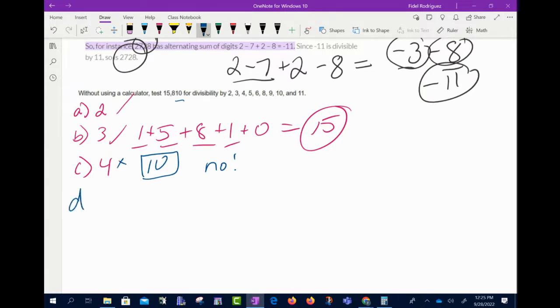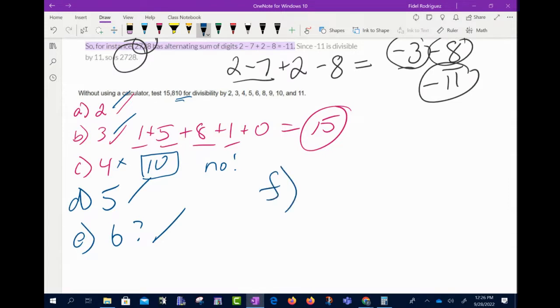Okay, the next one we're going to try, part D, is 5. Remember, if it's divisible by 5, it has to end in either a 0 or a 5. It ends in a 0, so for 5 we're good. Now 6. I will know if it's divisible by 6 if it worked for 2 and it worked for 3. Yes, so then it also works for 6.